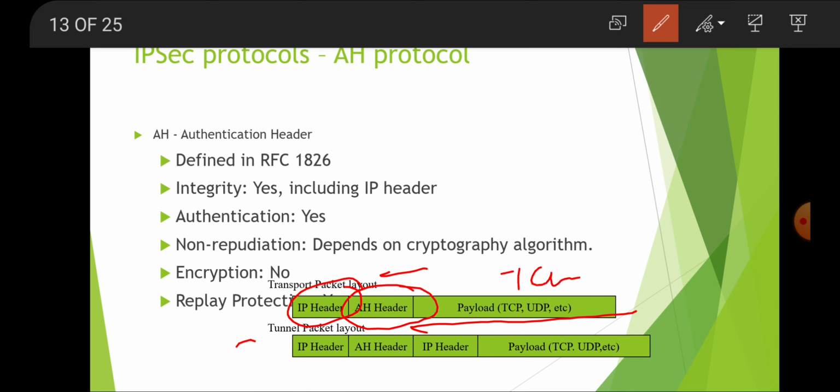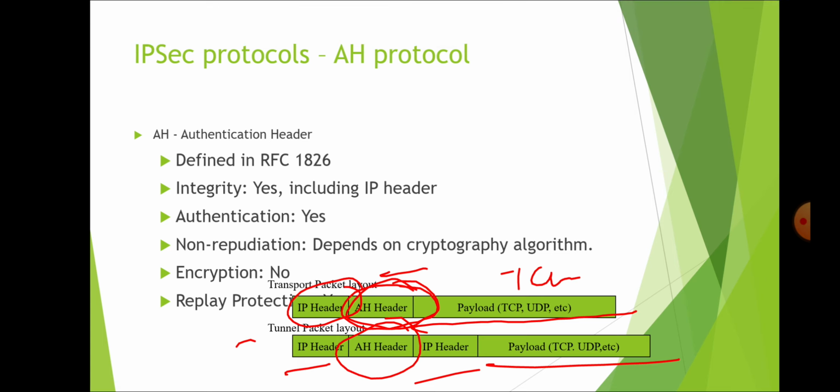So where exactly is the authentication header? It is available here. Now what happens in the tunnel packet layout? It is inserted between the IP headers, between both of the IP headers, the authentication header is available, and the remaining part is the TCP or UDP payload. So this is how the AH protocol works.